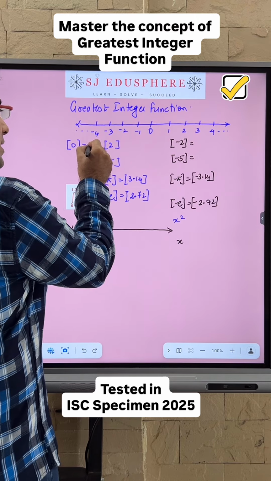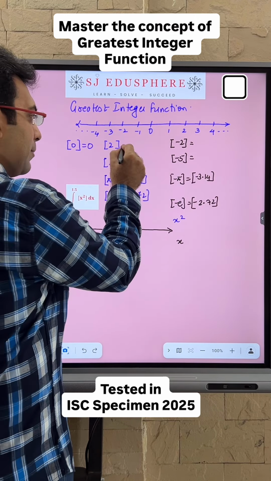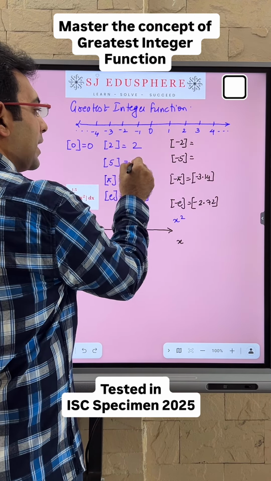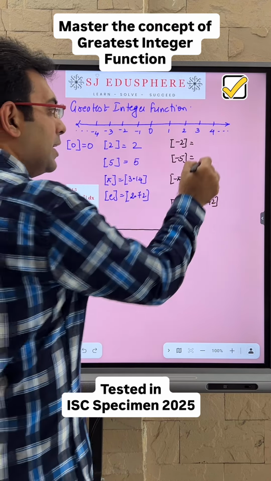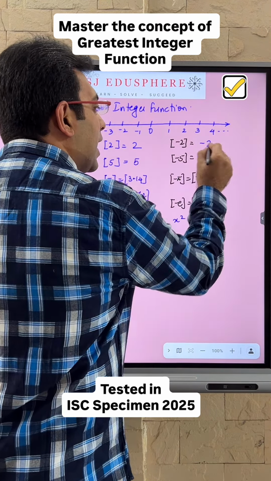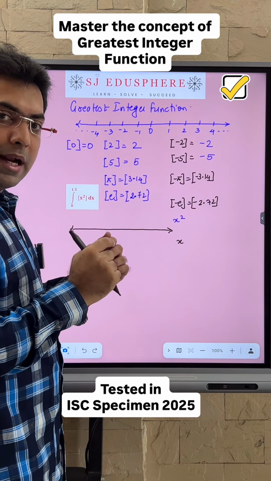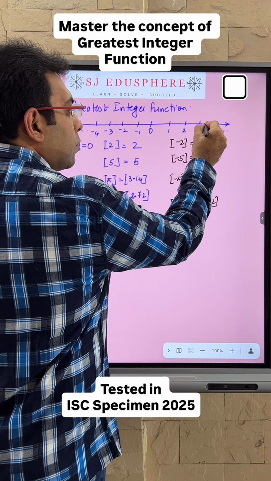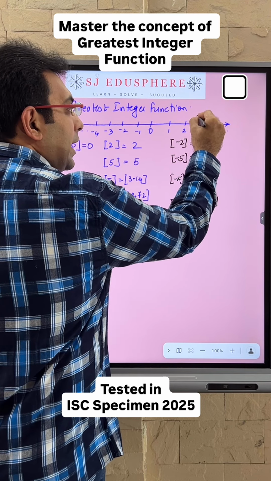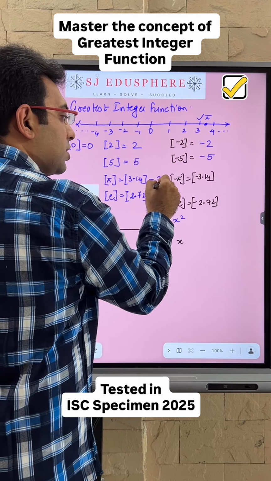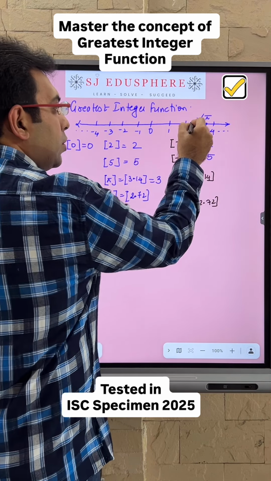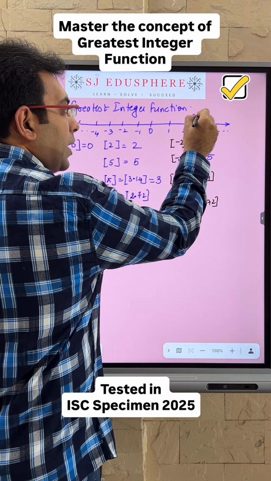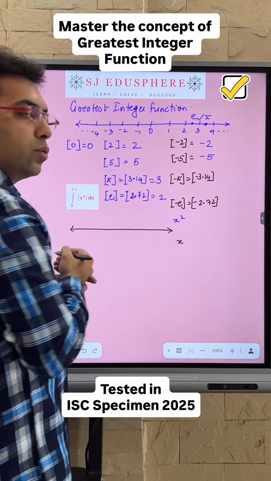So, greatest integer for 0 is the same, for 2 remains the same, for 5 remains the same. Similarly, for minus 2 and minus 5 it is the same. But having said that, for pi, 3.14, which comes over here, the greatest integer crossed is 3. And for e, 2.71828, the value crossed is 2.